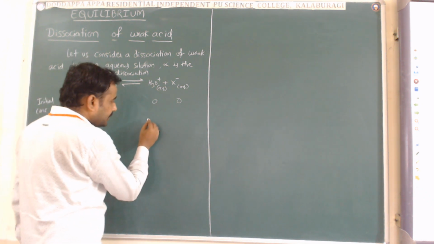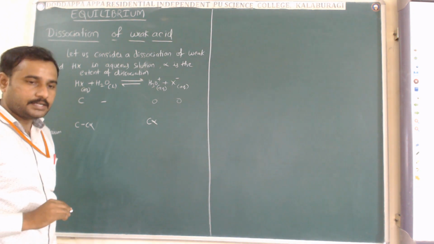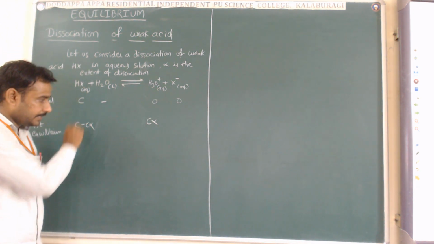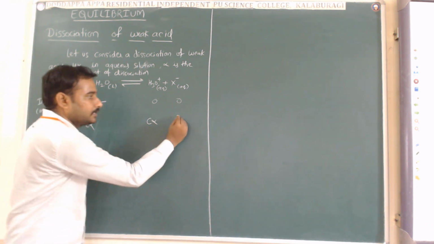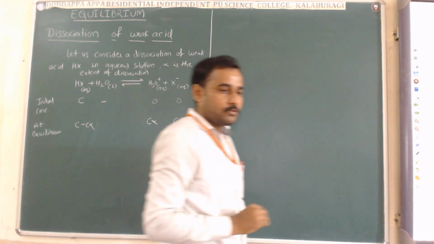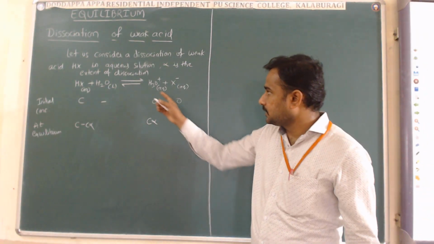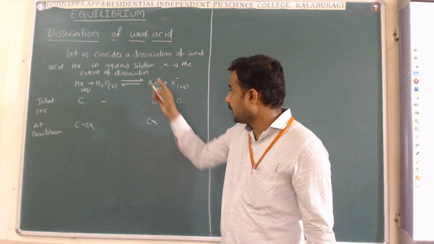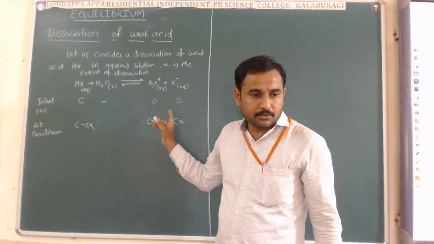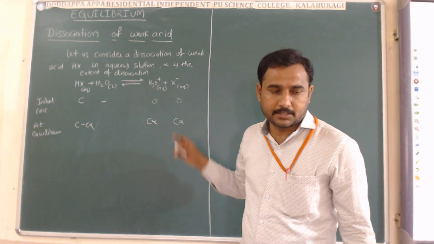Next, here it is C alpha. That much concentration will increase here. The product concentration increases, the reactant concentration always decreases. How much will increase here, sir? C alpha amount of concentration increases for the product, the hydronium ion and the X minus ion, each with concentration C alpha, that is, C into alpha.